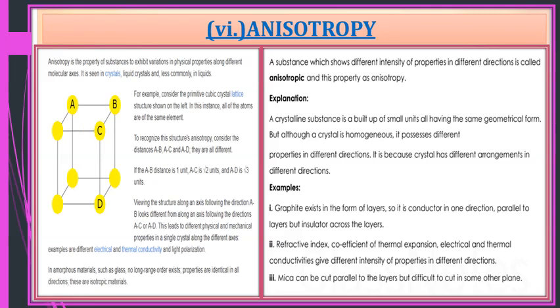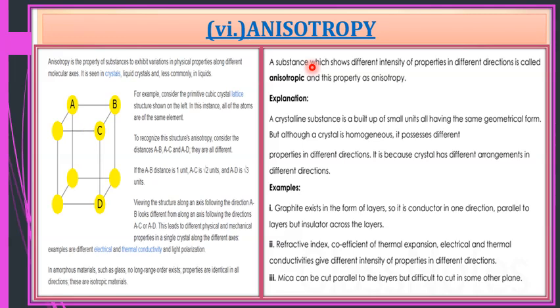Our next and most important property is anisotropy. What is the concept of anisotropy? In exams you may get a question, write a short note on anisotropy. So it is definition, explanation and examples. The definition of anisotropy: a substance which shows different intensity of properties in different directions, in three-dimensional directions, is called anisotropic, and this property is anisotropy.